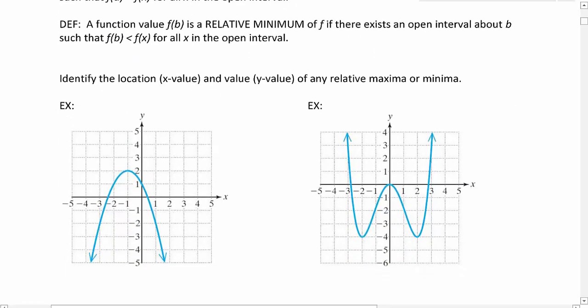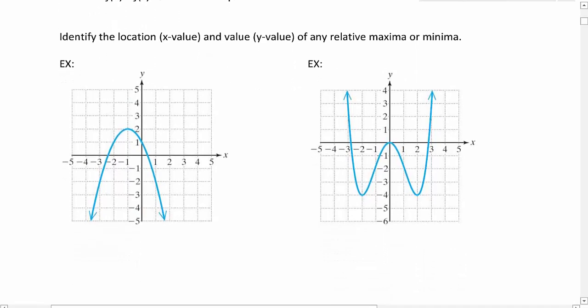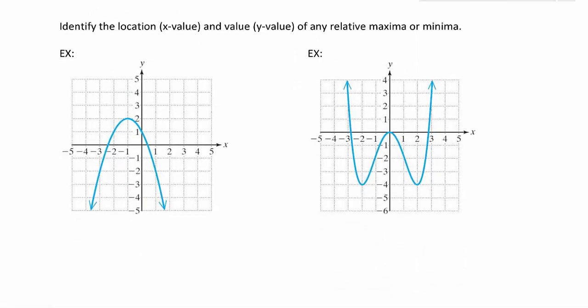So here we have a couple graphs, and we're going to identify the location, which is going to be an x value, and the value, which will be a y value of any relative maxima or minimum. So the y value is the actual max or min, but the x value tells you where that max or min is located. So what we want to do is look for peaks or valleys in our graph.